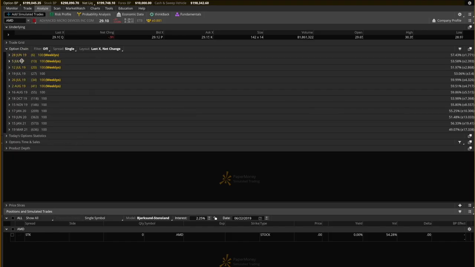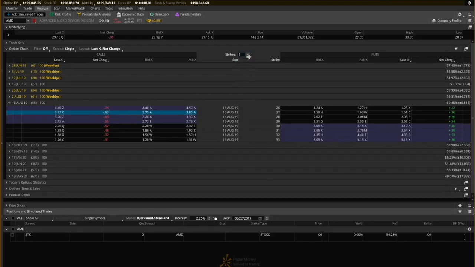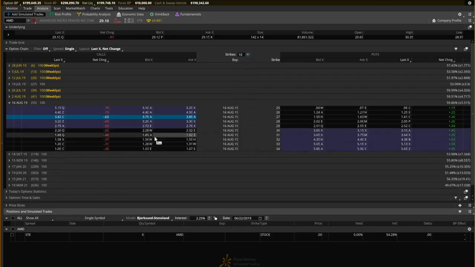As you can see, there are multiple expirations. These are the weeklies and these are the monthlies. So I'm going to pull up August 16th, which is 55 days away. So this expires 55 days away. Right away, you can tell that there are calls on the left and puts on the right, just like any other brokerage would place them. In the middle, you see that there's a total of 10 strikes. You can change that to 8. You can change it back up to 10. It's really up to you.